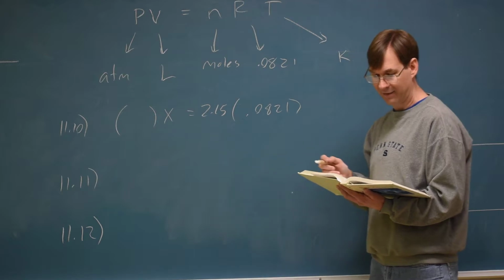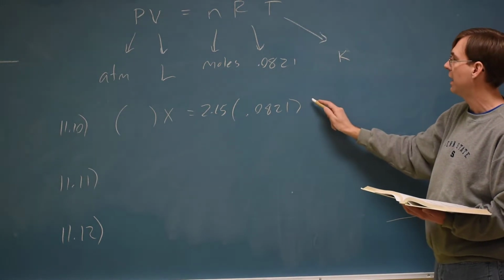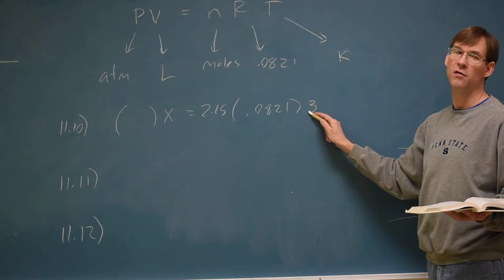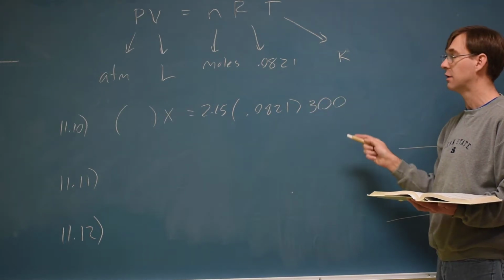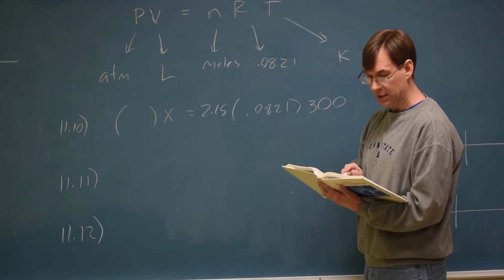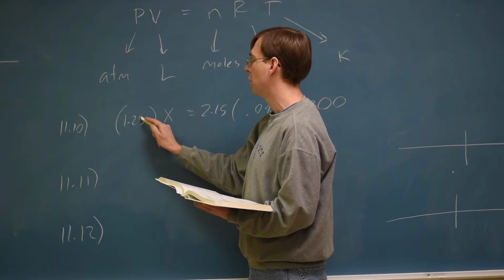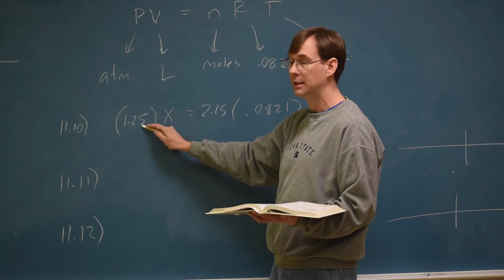They say 27 Celsius. Celsius is not our friend. Kelvin is our friend. But this is the one they keep doing over and over again because they like the nice round 300. And then keep on reading. They say 1.25 ATMs. They gave us ATMs, so we're good. We want ATMs. They gave us ATMs.